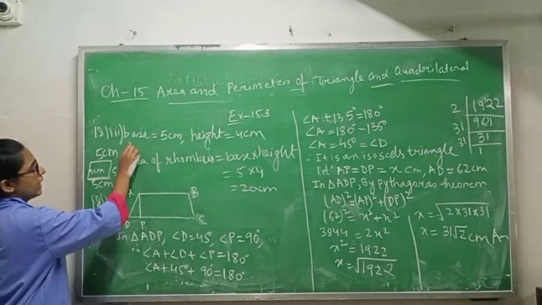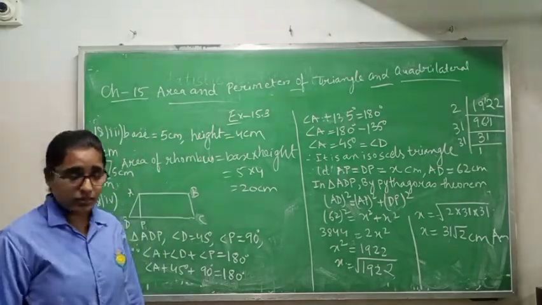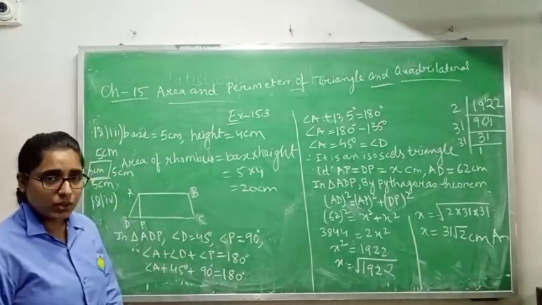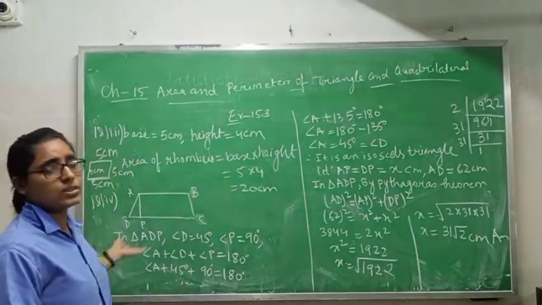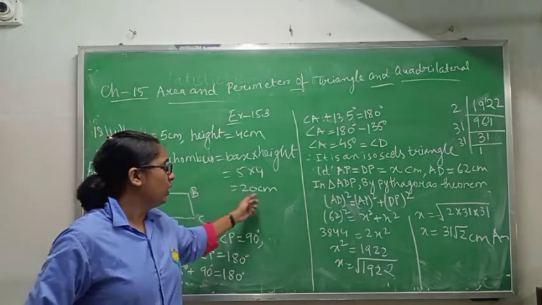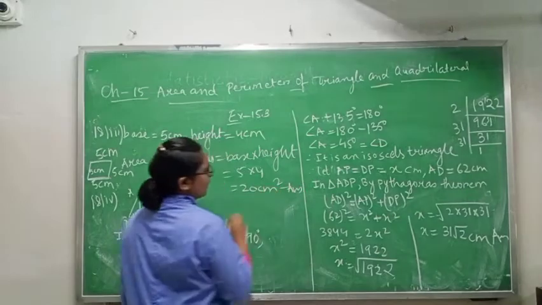So base is 5, that is why I wrote base 5 cm, and height is given 4 cm. Therefore, area of rhombus, when base and height both are given to you, simply you will use the formula base into height, as for a parallelogram, because a rhombus is nothing but a parallelogram. So base into height, 5 into 4, is 20 centimeter square. So this one is your answer.